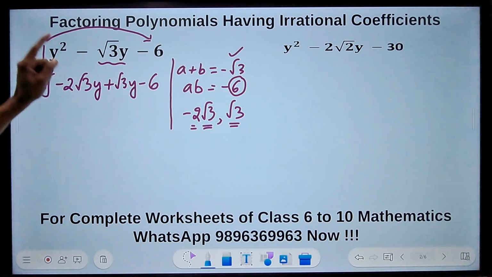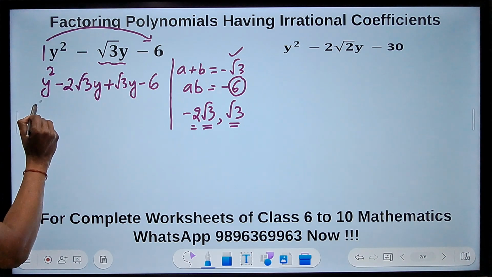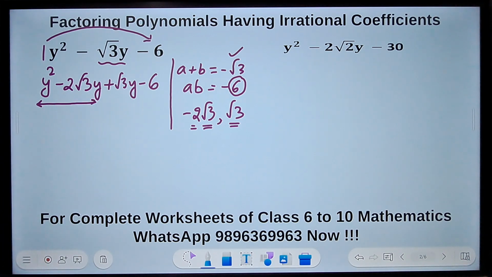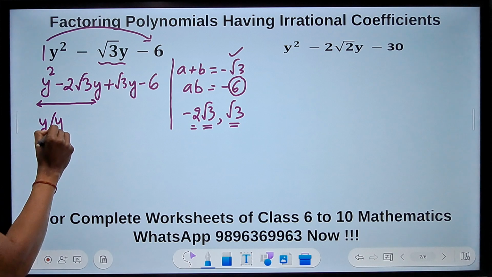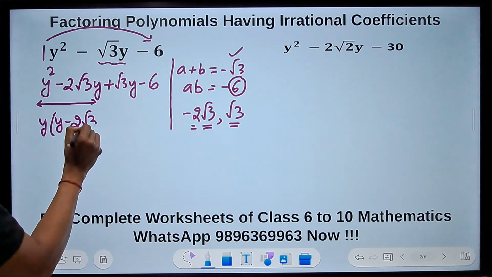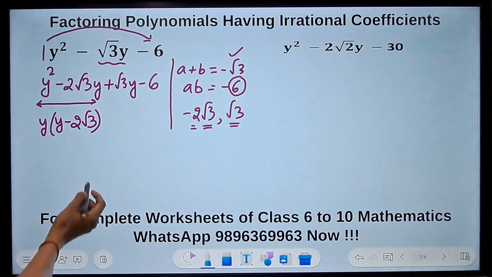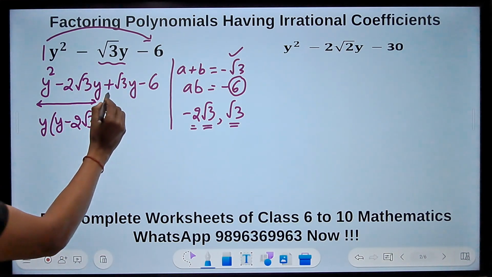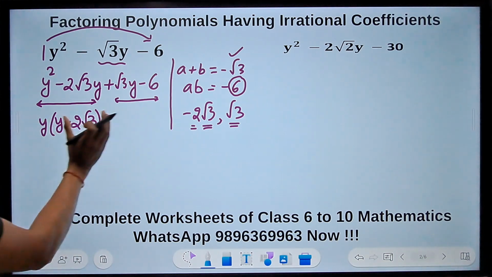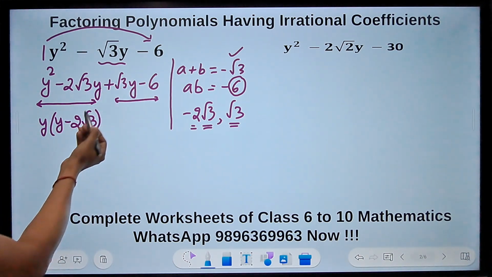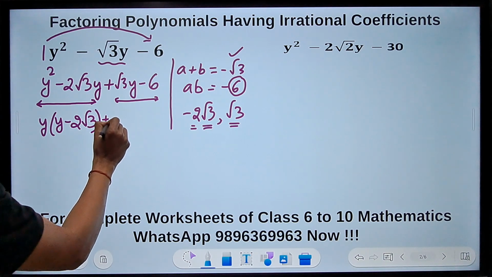Now comes the very important part of factorization. You know, when you take the highest common factor out of first two terms, it is just y, and you have a y here and a 2 root 3 here. That is not at all a problem. The problem is in the second part, because after taking out the highest common factor from these two, the bracket should be exactly same, and you don't have a 2 root 3 here. So what you need to do is one extra step.